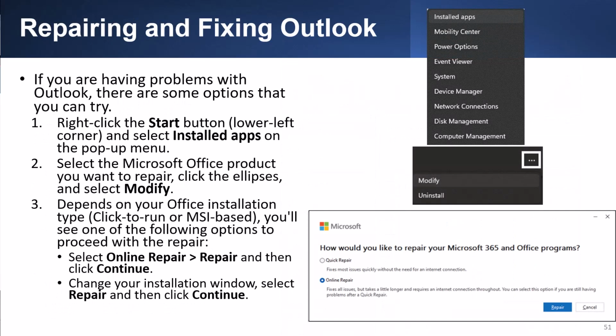If you're having problems with Outlook, there are some options that you can try. Right-click the Start button, lower left corner, and select Installed Apps on the pop-up menu. Select the Microsoft Office product you want to repair, click the ellipsis, and select Modify. Depending on your Office installation type, Click-to-Run or MSI-based, you'll see one of the following options to proceed with the repair. Select Online Repair or Repair, and then click Continue. Or in the change installation window, select Repair, and then click Continue.